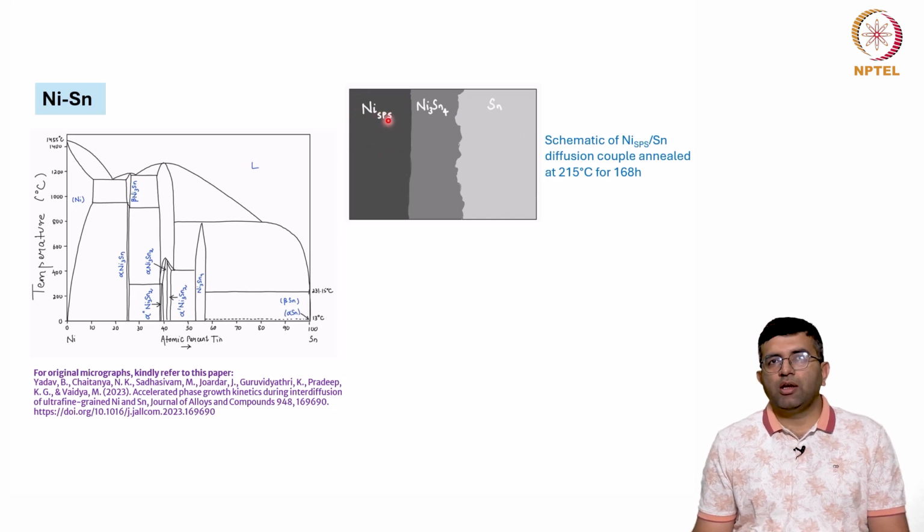So when the nickel-tin diffusion couple is formed, what you see in the phase diagram is the Ni3Sn4 phase being developed. If you want to refer to the original micrographs, you can refer to this paper. This also happens to be a paper from our research group.